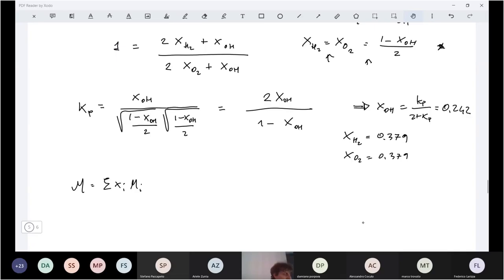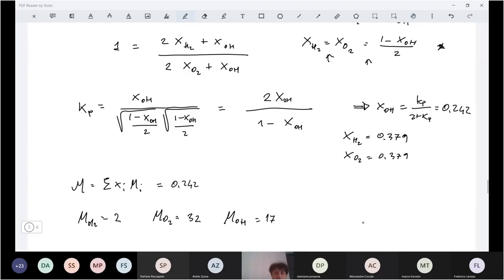So let's assume here, based on what we know from the periodic table, the values of molar masses are: for H2 it is 2, for O2 we have 32, and for OH there will be 16 plus 1, 17. So as I mentioned, this was a special case.